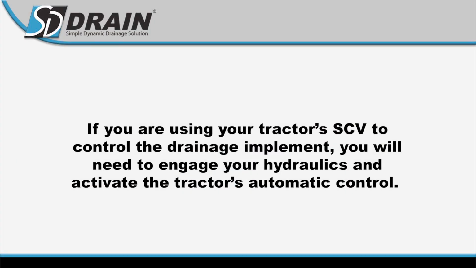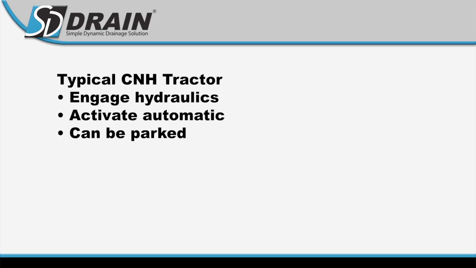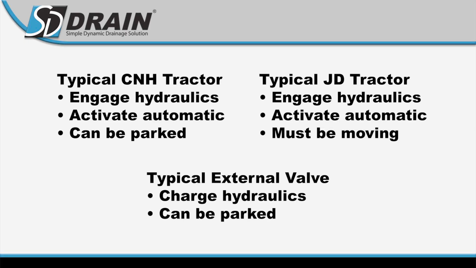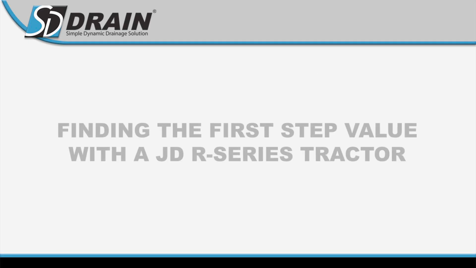If you are using your tractor's SCV to control the drainage implement, you will need to engage your hydraulics and activate the tractor's automatic control. Case and New Holland tractors can be parked while the tractor's automatic control is engaged. John Deere tractors will need to be moving for the tractor's automatic control to operate. For tractors using an external valve, charge your hydraulics, then calculate the first step value while parked.